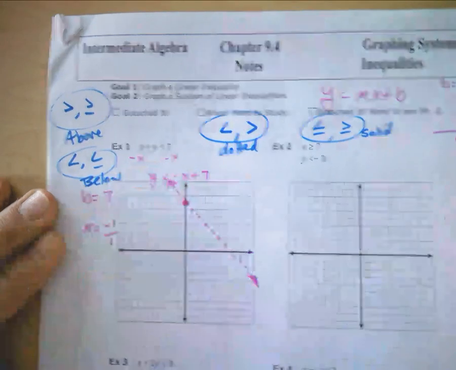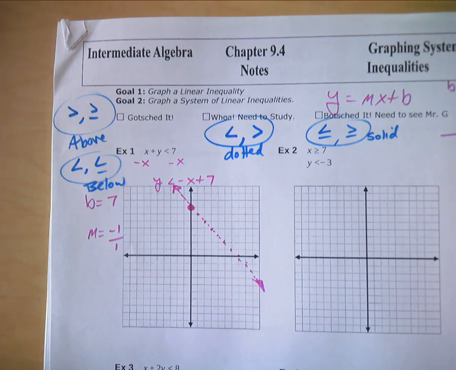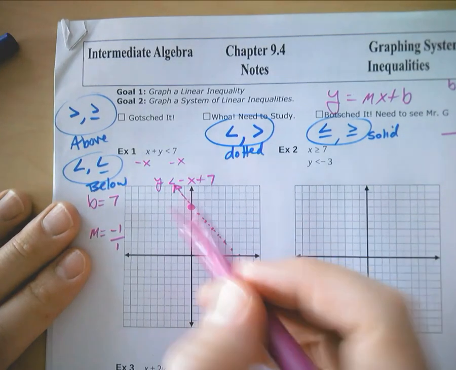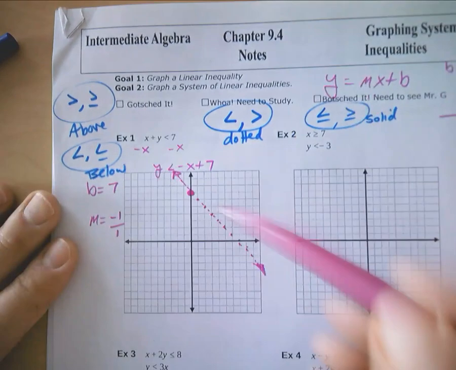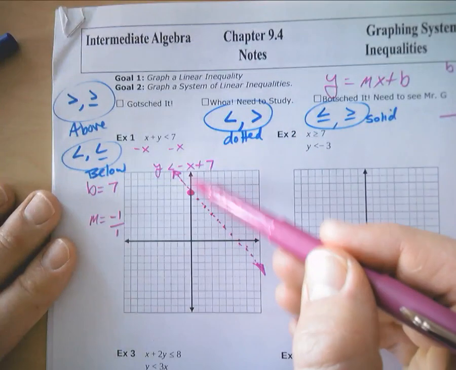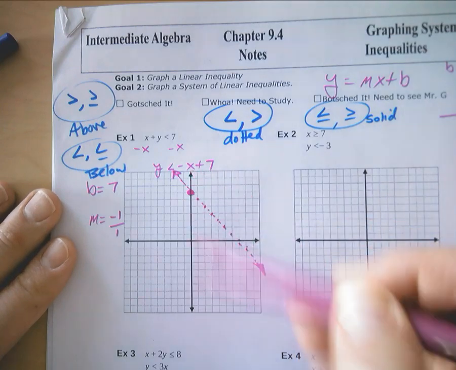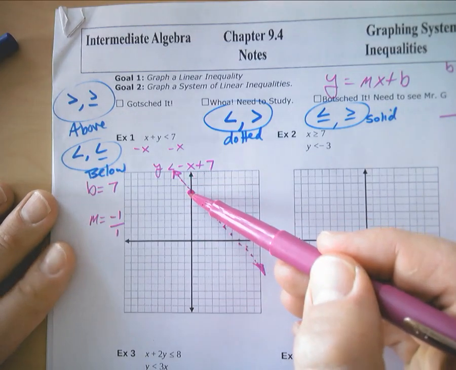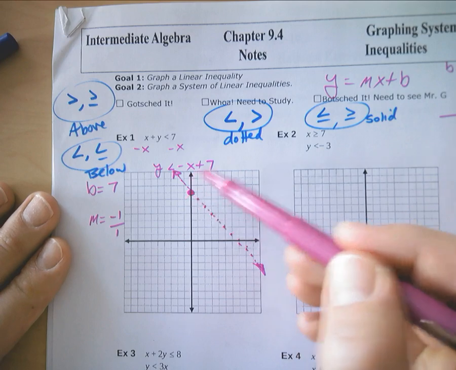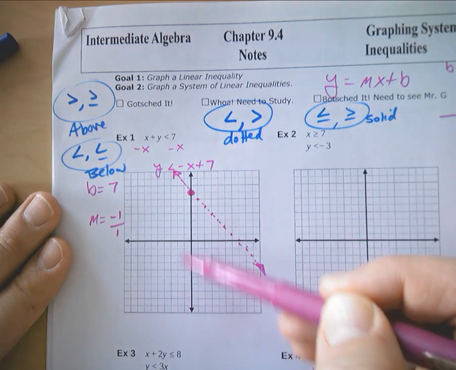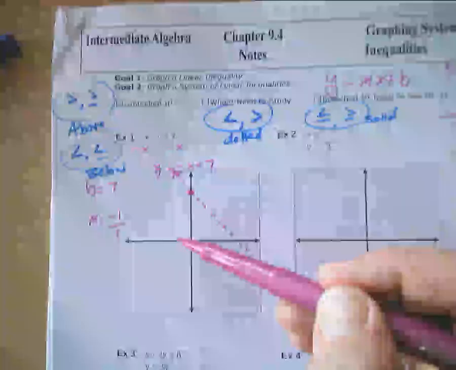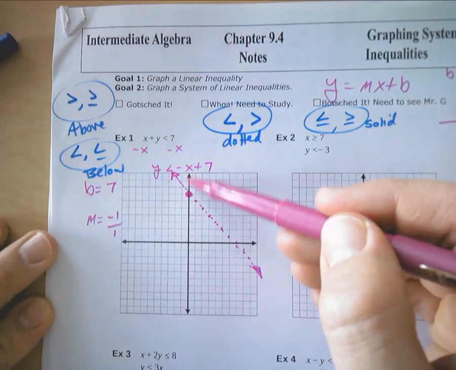When I do my shading, I take a look and I say less than. So I'll find the y-axis here, and then I have to decide: do I shade above this line, or below this line? When I teach my freshmen, I tell them the y-axis is like a totem pole. Do you guys know what a totem pole is?